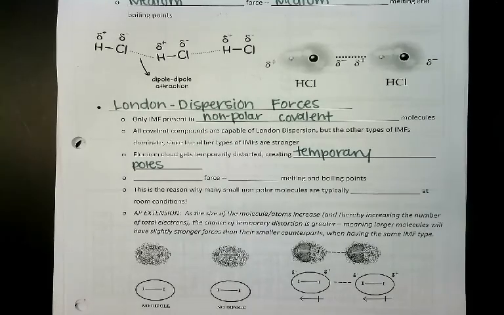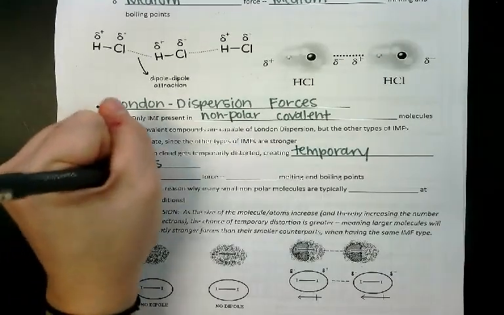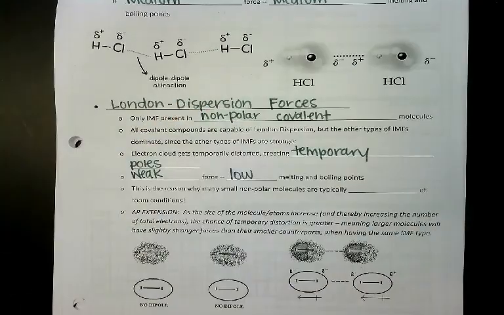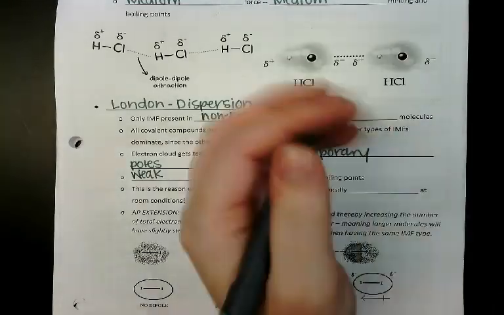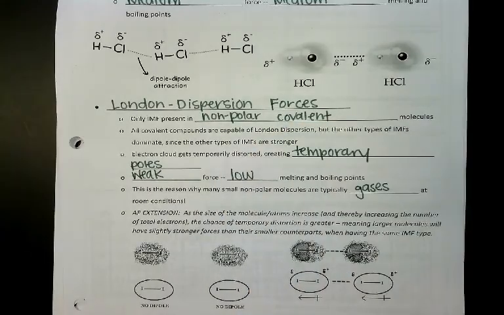Okay, they have low melting and boiling points. So this is the reason why many small nonpolar molecules typically are gases at room conditions, such as carbon dioxide. Carbon dioxide is a nonpolar molecule. It is a gas at room temp, because the forces that hold carbon dioxide molecules together are very small.